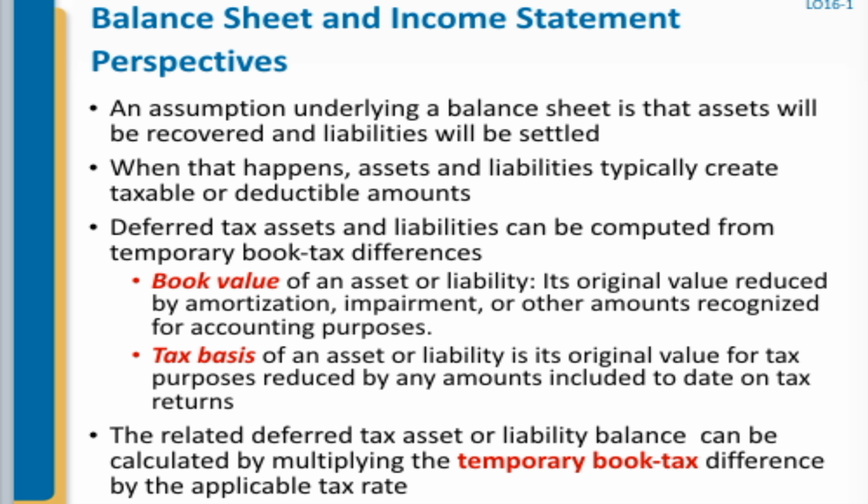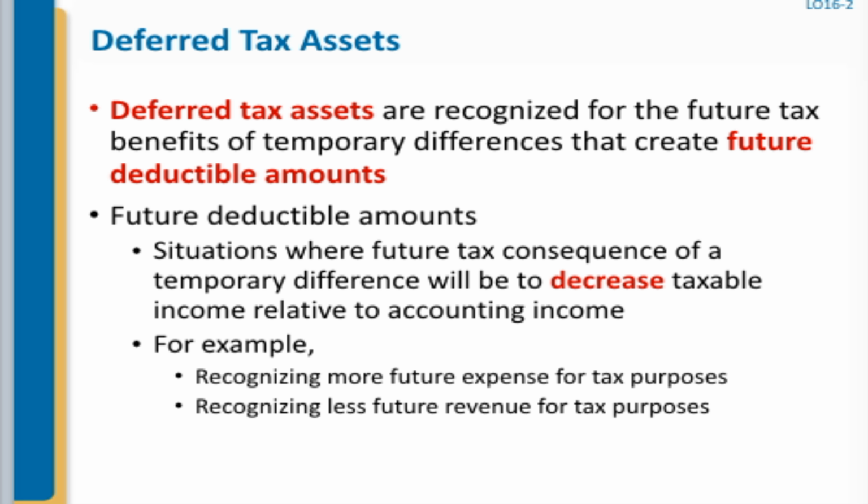Let's talk about deferred tax assets. Okay, so obviously the difference between an asset and a liability is an asset provides future value to you, a liability takes value away from you and requires you to pay it in the future. So anything from a tax standpoint that is going to provide a tax benefit to you in the future will be reported as a deferred tax asset.